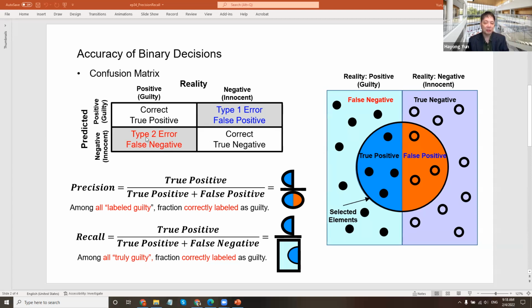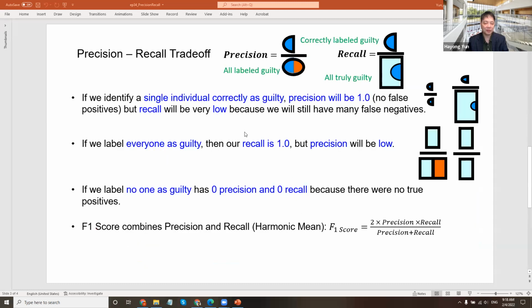There are some definitions according to these fractions. The precision is: among the ones that we accuse as guilty, how many are actually truly guilty. And there's recall, which is: among the truly guilty ones, how many we actually catch. So remember these definitions. There's a trade-off between precision and recall. That's why we need both of them.